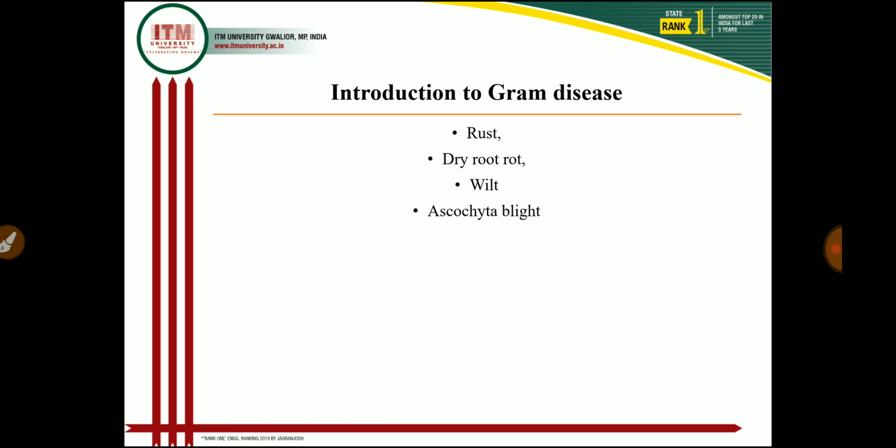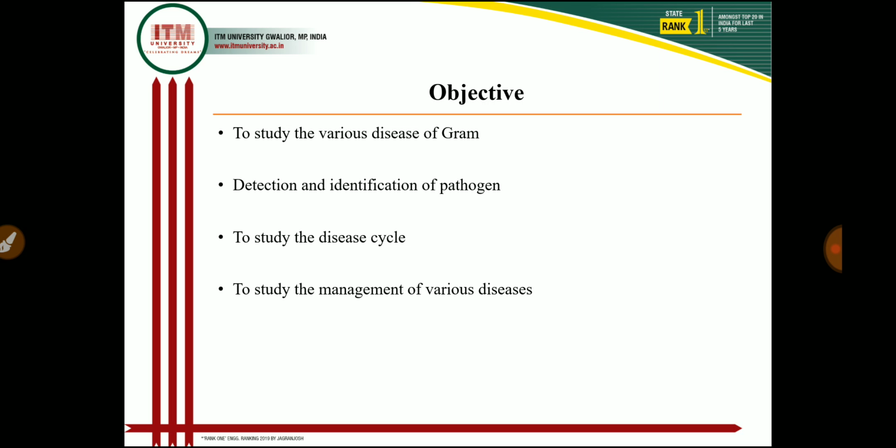Then, what are the different objectives of the lecture? First, to study the various diseases of gram, in which I cover only 4 diseases, that is wilt, rust, and others. Then detection and identification of the pathogen, in which I explain what causal organism is responsible for causing a large number of diseases in gram, and how we detect these pathogens in the gram crop in the field.